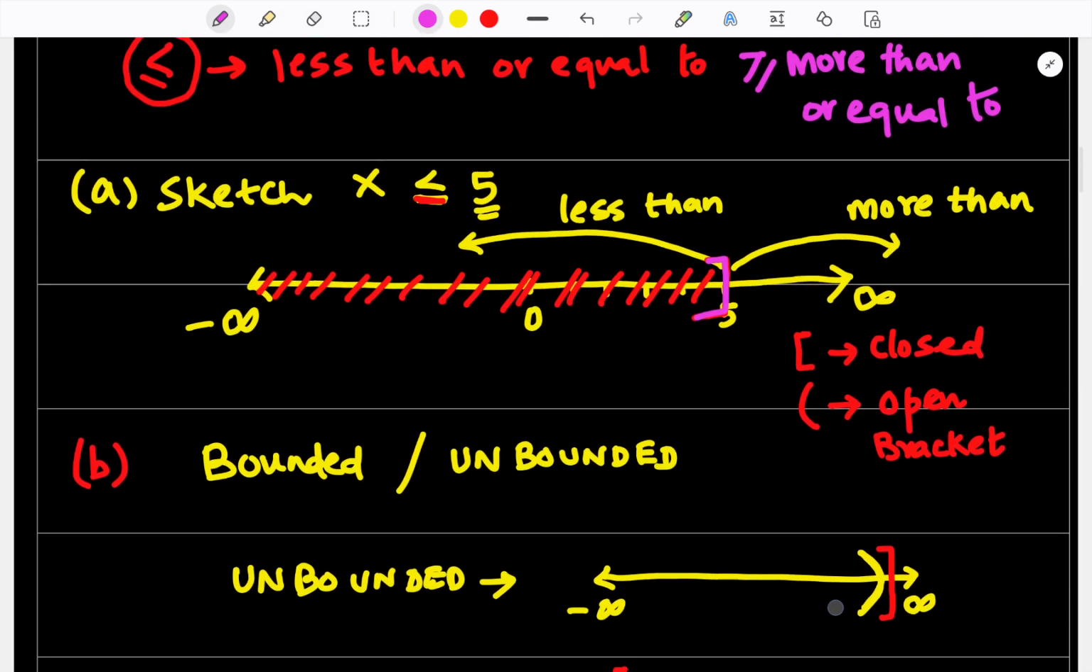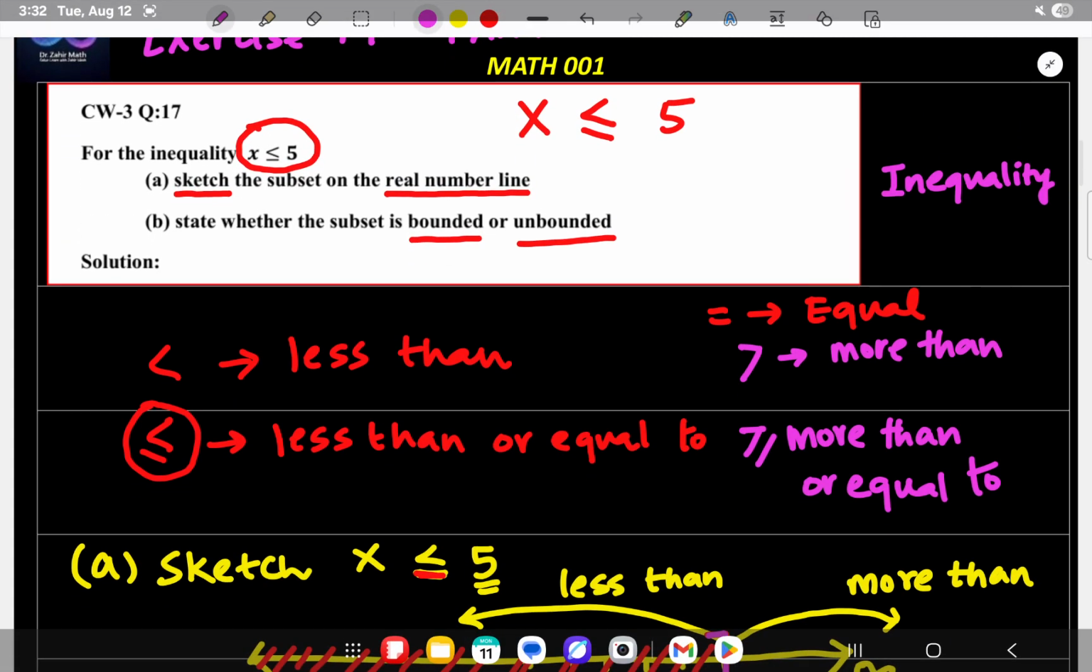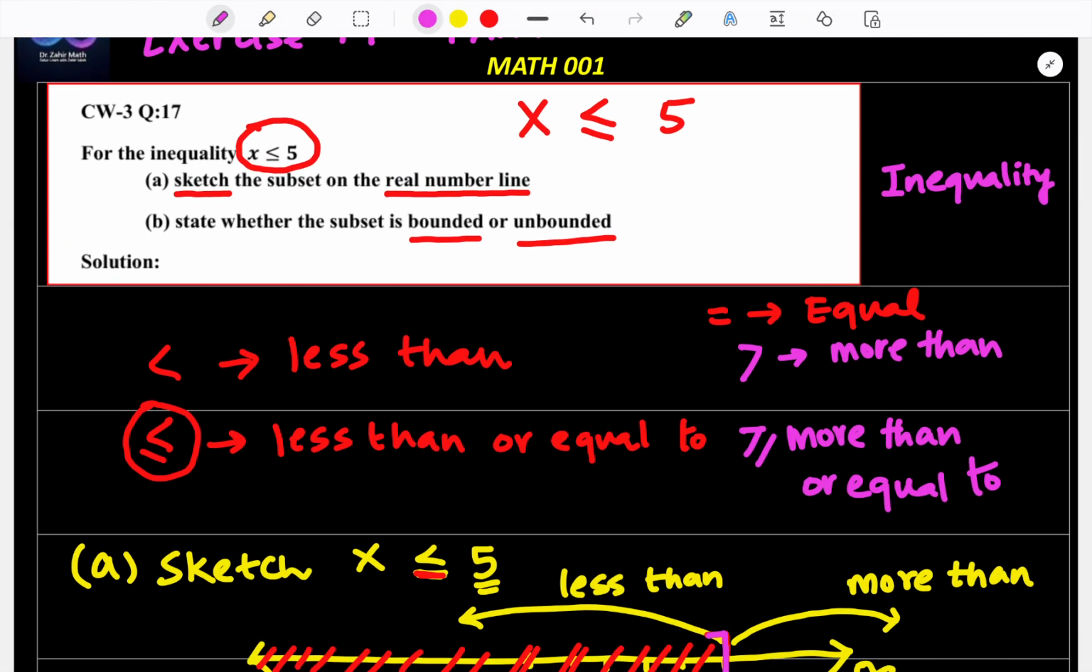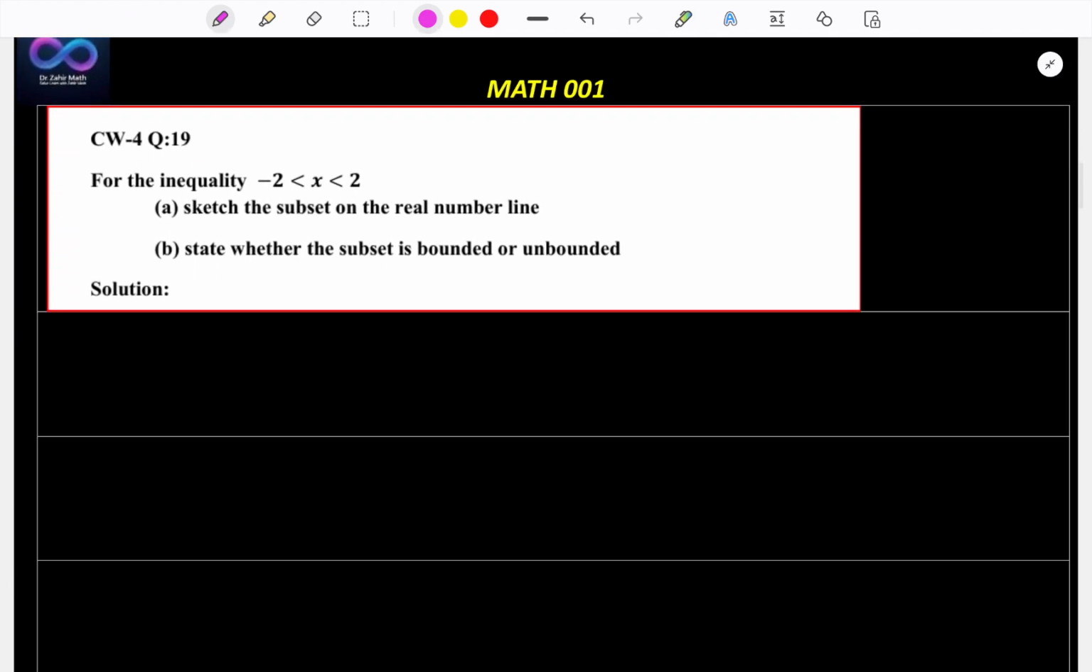Very, very simple. Okay. So what are the English words we studied here? Sketch, bounded, unbounded, less than or equal to, more than or equal to. These are all the English words you studied. Right. Let's go to the next question.